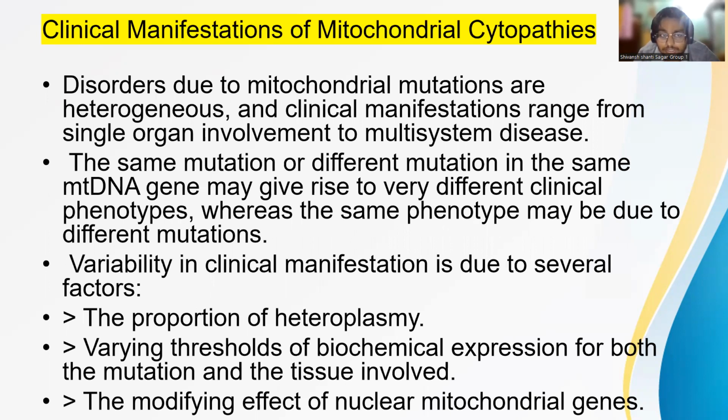We can see the clinical manifestations. Disorders due to mitochondrial mutations are heterogeneous, and clinical manifestations range from a single organ involved to multisystemic diseases. The same mutation in the same mitochondrial DNA gene may give rise to very different clinical phenotypes, whereas the same phenotype may be due to different mutations. Variability in the clinical manifestation is due to several factors, which may include the proportion of heteroplasmy, the modifying effect of nuclear mitochondrial genes, and the varying threshold of biochemical expression for both the mutation and the tissue involved.